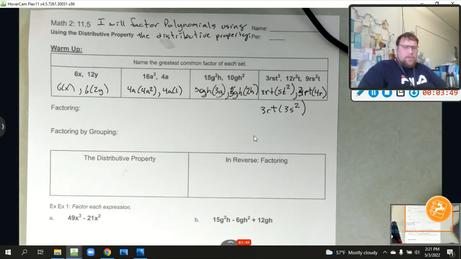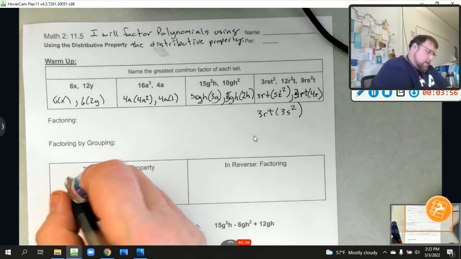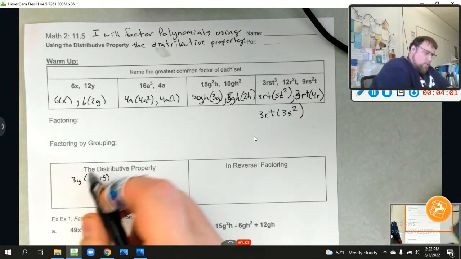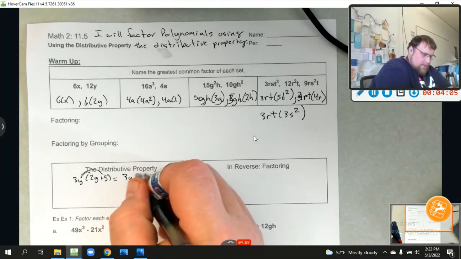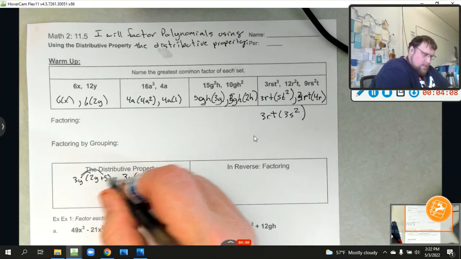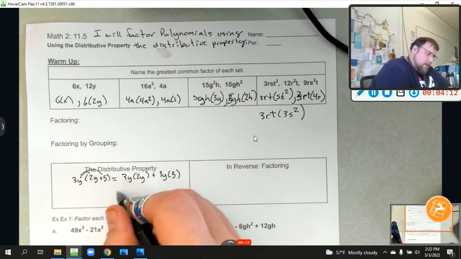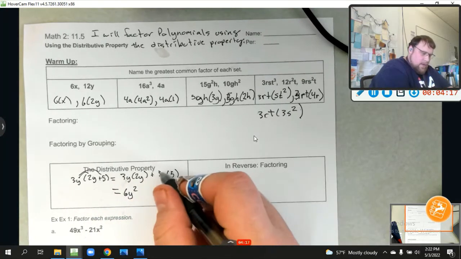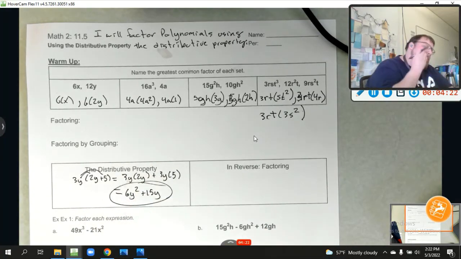Okay, so I'm assuming you wrote those down. We're going to talk about the distributive property. What if I had 3y times 2y plus 5? We're going to distribute this 3y, right? So this equals 3y times 2y, and then plus 3y times 5, which equals 3 times 2 is 6, y times y is y squared, 3 times 5 is 15, plus 15y. Boom. Nothing too bad, right?